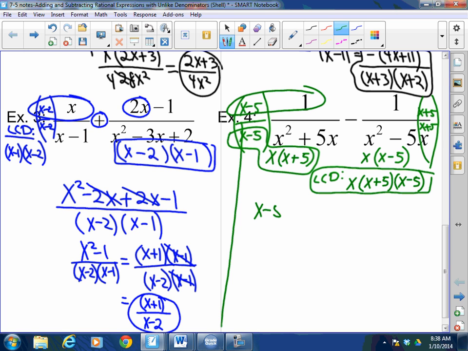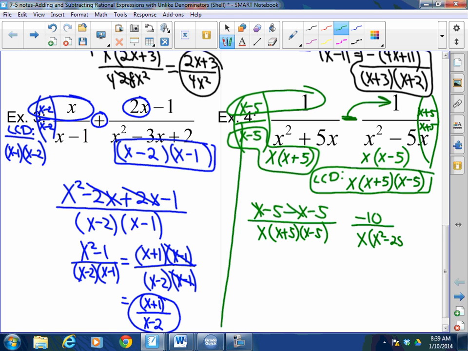So, let's first multiply this guy. This is x minus 5. Now, please remember, that negative is attached to that 1. So, this becomes negative x minus 5, because I have to distribute that negative, x over my LCD of x, x plus 5, x minus 5. The x's will cancel, so I have negative 10 over x times x squared minus 25 to make it look pretty. Does that make sense? It's ugly. It's a lot of work, a lot of focus. Got to be organized. Does that make sense? Sir, my brother.